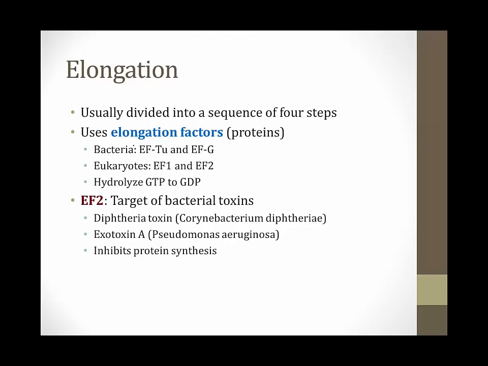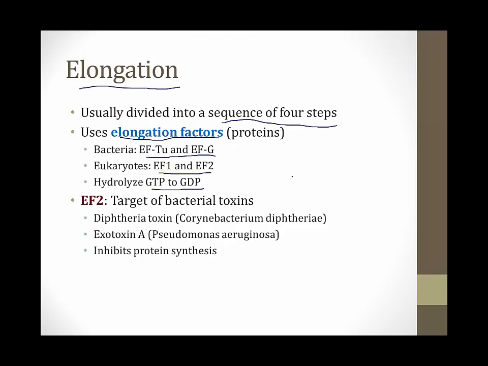At the completion of the initiation portion of protein synthesis, we have the tRNA for either methionine or FMET bound to the P site. We now enter the part of protein synthesis called elongation, where the protein chain will be elongated. Elongation is usually divided into a sequence of 4 steps, which I'll show you on the next few slides, and this process uses proteins called elongation factors. In bacteria, the elongation factors are called EF2 and EFG. In eukaryotic cells, they're called EF1 and EF2, and these elongation factors hydrolyze GTP to GDP as part of the process of elongation.